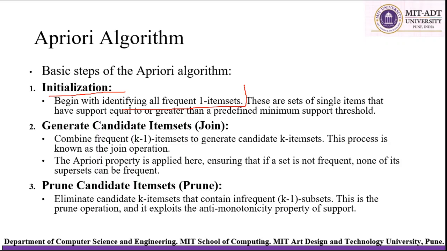So at a time, we'll consider only one item. So these are the sets of single items that are having the support equal to or greater than a predefined minimum support threshold.